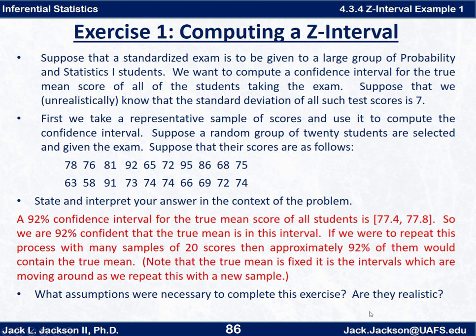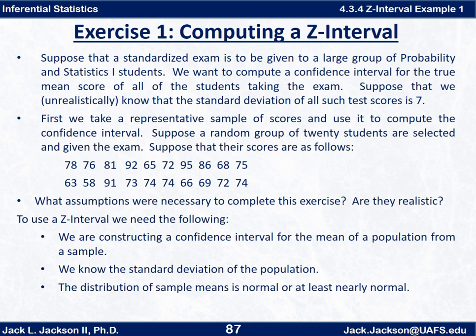So what are they here? Well, if we think back, here are the things that we need. Look down here at the bottom. We're constructing a confidence interval for the mean of a population from a sample. We know the standard deviation of the population, and the distribution of sample means is normal, or at least nearly normal. So the question is, do we have those three conditions? Those are the three conditions in general needed for a z-interval, to use this technique we used in this video. So do we have those three things satisfied? And also, are they realistic?